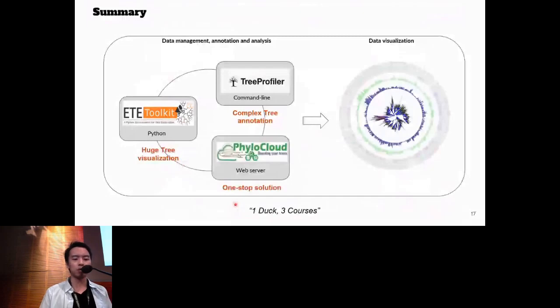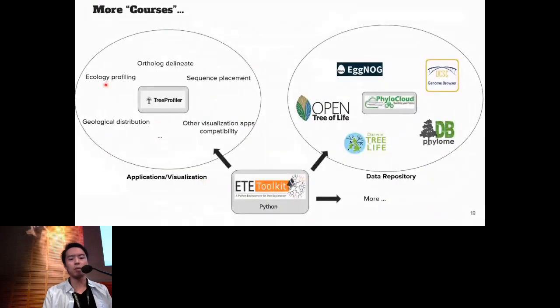And can we do more? Of course, yes. We hope to use this as an ecosystem, and build more applications or tackle more challenges, such as sequence placement and ecological profiling. Also for data repositories, we see that ETE4 can be a good fit, such as to visualize large trees like the tree of life, also in the eggNOG database, and now also in a genome browser. So we will have some collaboration on this.